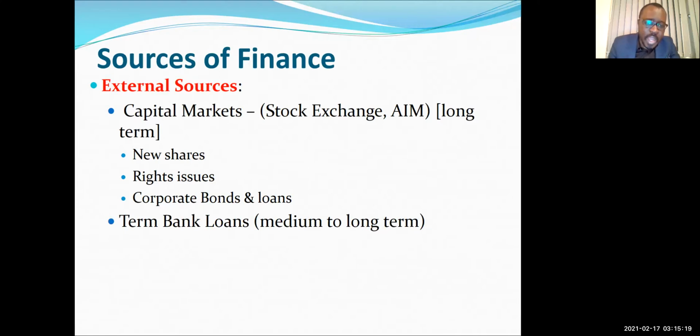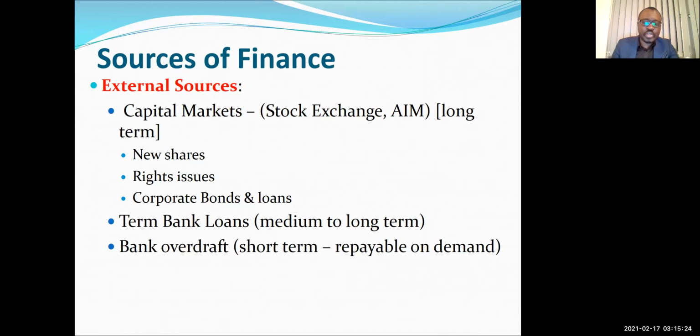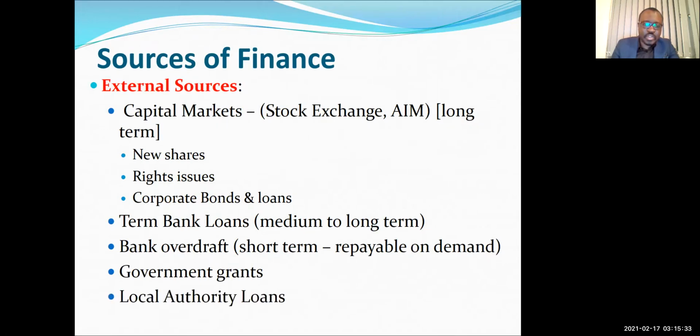We can also acquire medium to long-term bank loans, and also arrange some short-term bank overdrafts which are repayable on demand. Government grants could also help us to run an organization. It's a form of an external source of funding. And also the local authorities could give us loans, all right? And interestingly, we can access venture capital funds, or business angels can come in and give us so much money to help us run our business for some share of profit at the end of the day to them, the business angels.